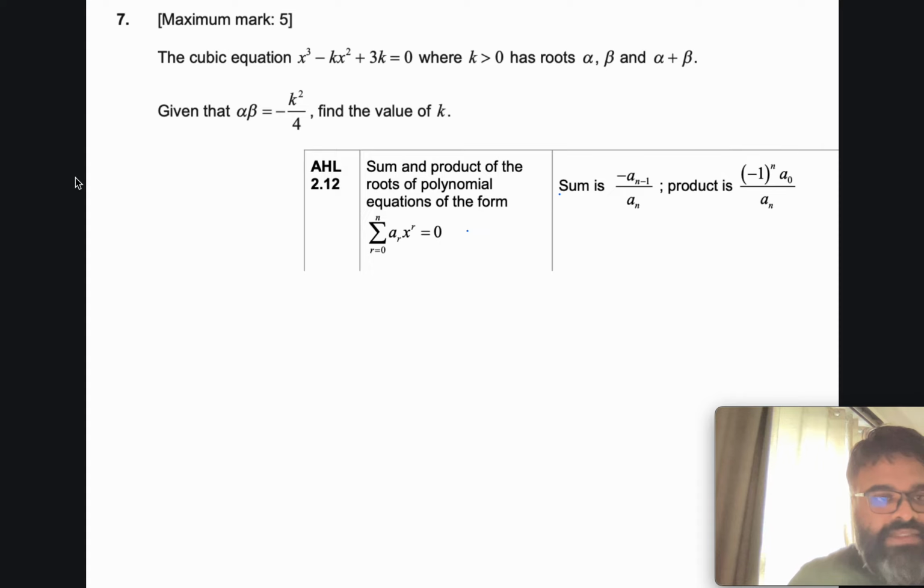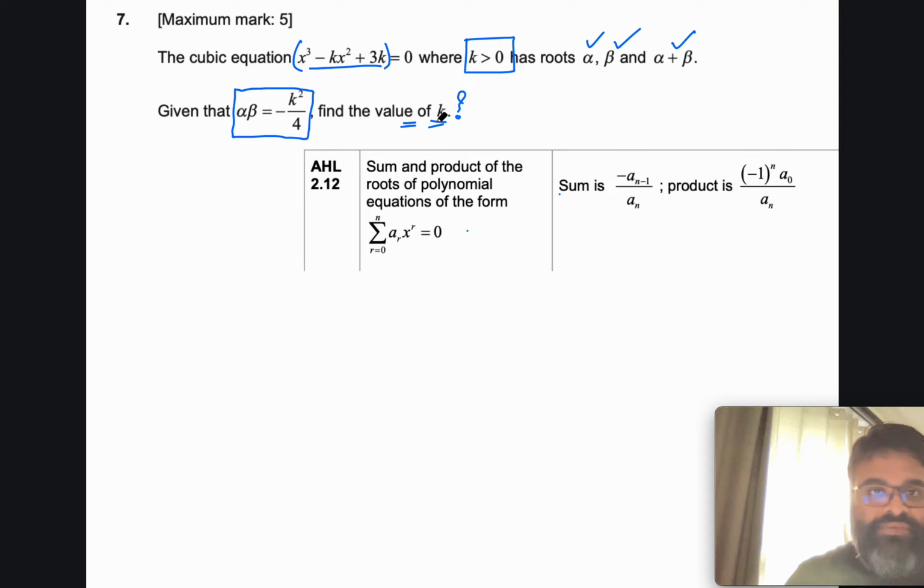Question number 7 says that you have a cubic equation. That means this will have 3 roots. One root is alpha, the other is beta, and the third root is alpha plus beta. We know the value of alpha times beta. You have to find the value of k, right? There's only one value of k. We'll see. k is greater than 0. All this is given to us.